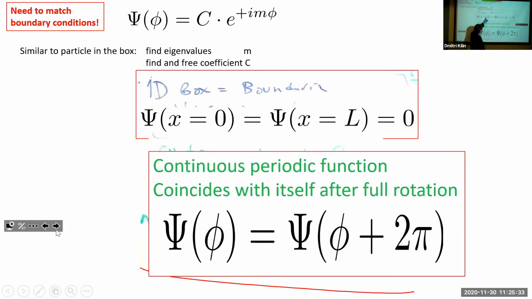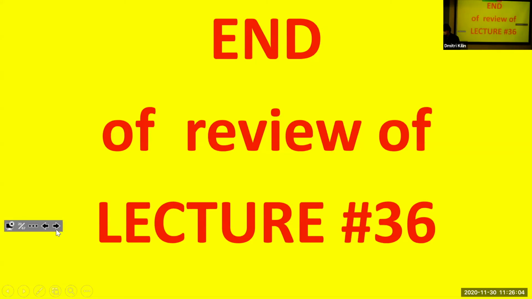So those were the boundary conditions for the particle in the box. Here is the boundary condition for rotation. So the wave function after it makes a full cycle of 2 pi should be the same as without making this full cycle. So the wave function at angle phi equals the wave function at angle phi plus 2 pi. And if you plug this condition into the general solution, we'll see if there are any restrictions.